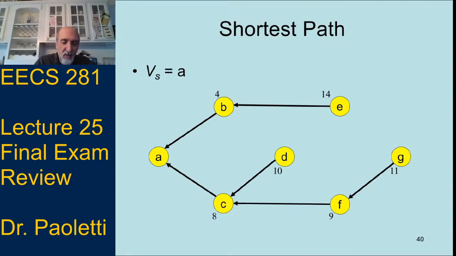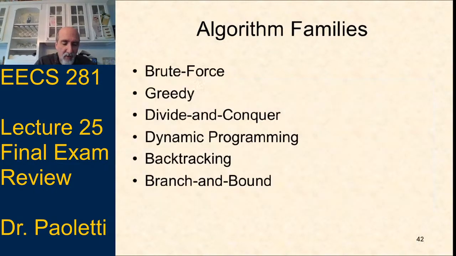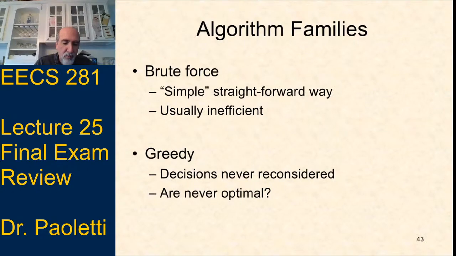I just want to get a few of these things in the video before we end, and I know we're over a few minutes. Algorithm families, we talked about those. Go back through the list. Brute force is a straightforward way to solve it that's usually inefficient. Greedy, we make the best decision we can, and we never reconsider it. Greedy is sometimes optimal, sometimes it's not. For some problems, it's always optimal.